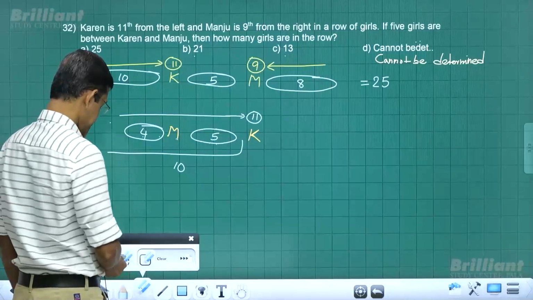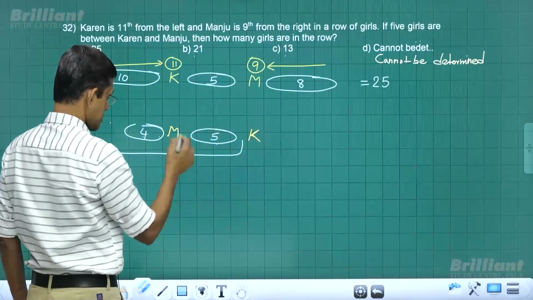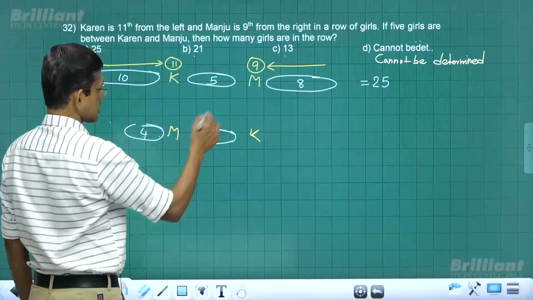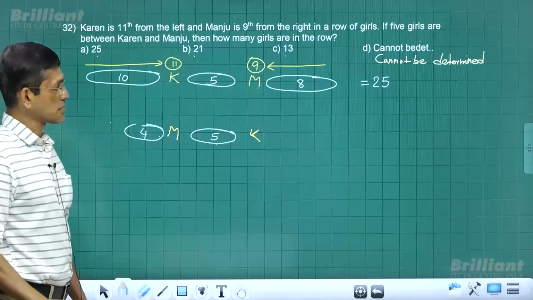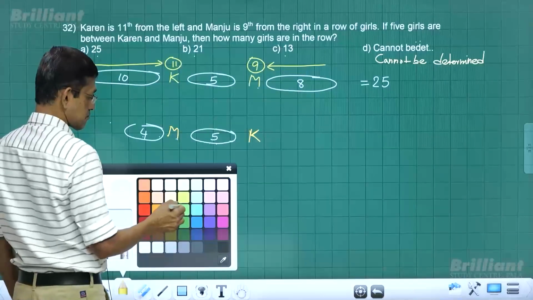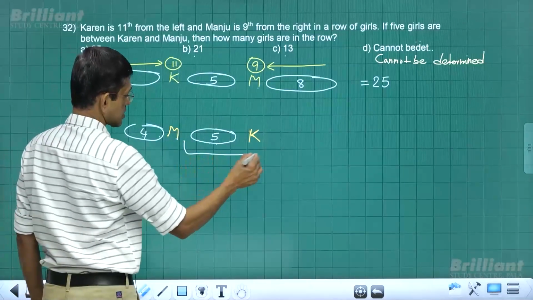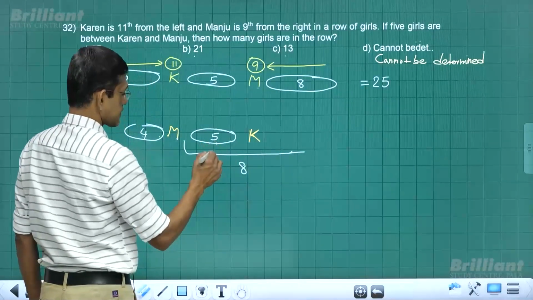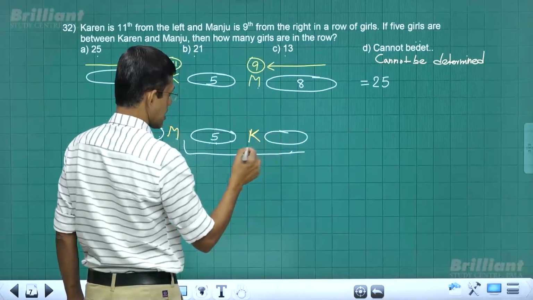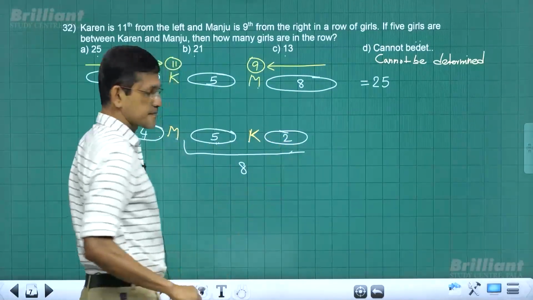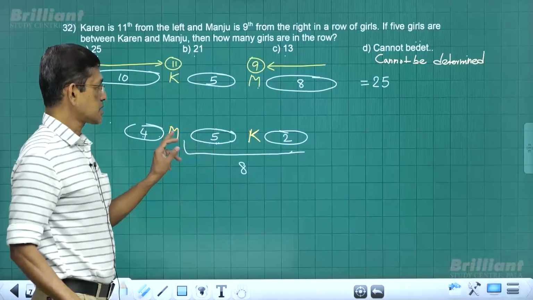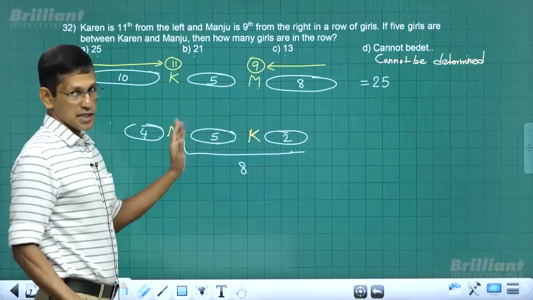Now we have to look at Manju. So now let's look at the Manju part. When we look at Manju, how many girls are to the right of Manju? There are 8 girls to the right of Manju. Okay, let's mark it. This is Manju here. There must be 8 to the right of Manju. So 5. 5 plus 1 is 6. And how many more? 6 plus 2, 8. If you want to confirm it, count it back. 2. 2 plus 1 is 3. 3 plus 5 is 8. And Manju is 9th from the right. Yes, Manju is 9th from the right end.